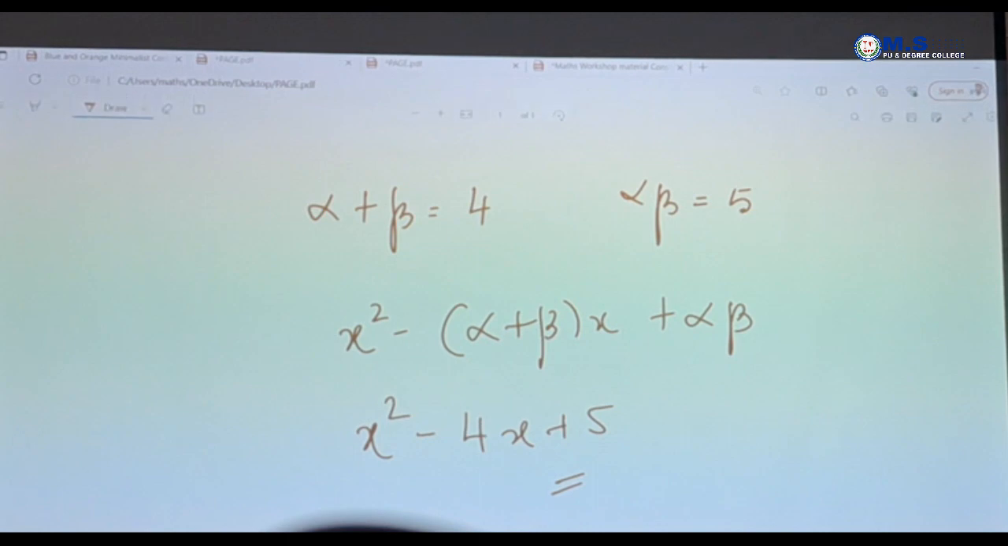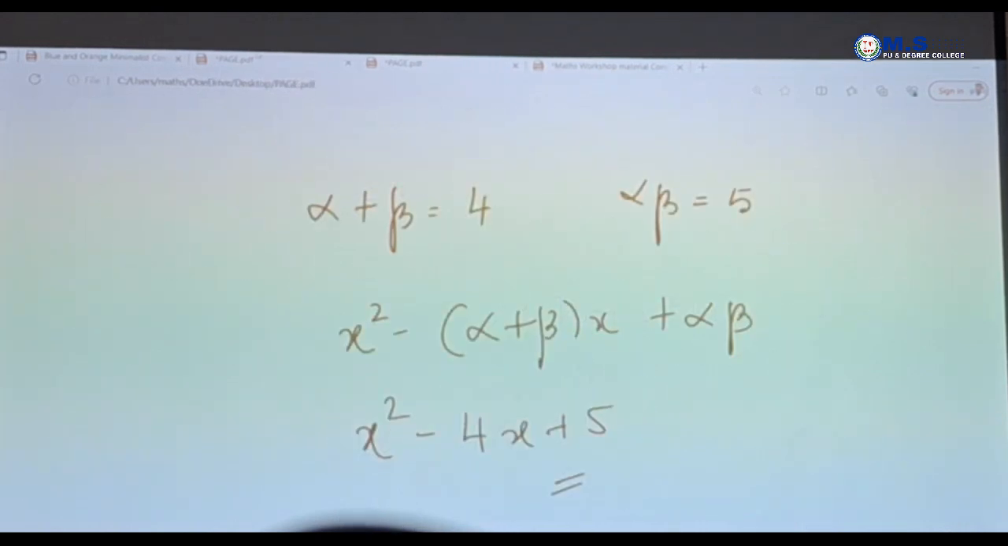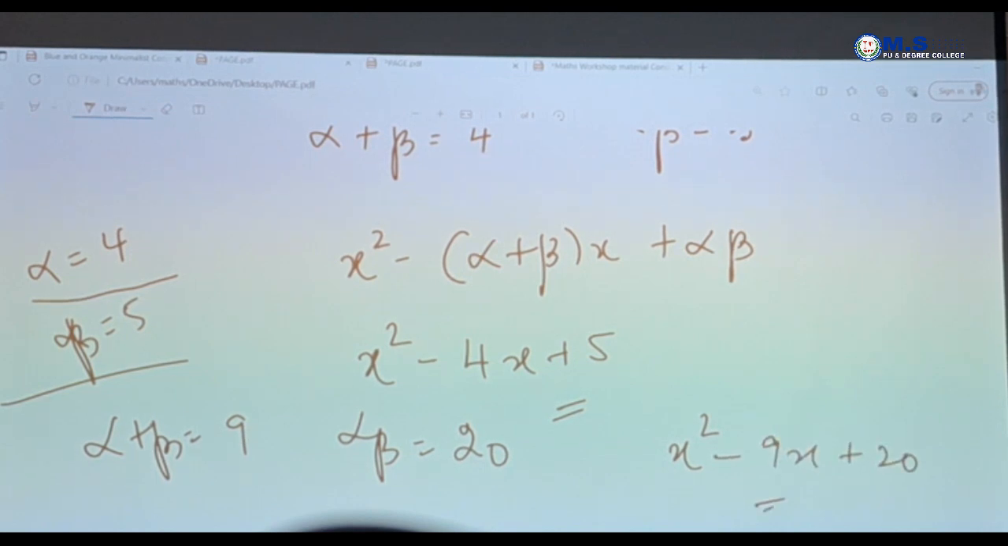What is the question here? Find the quadratic polynomial whose sum and product of zeros. In case they ask, if the zeros are 4, 5, now what is the answer? They have not given directly the sum and product. They have given individually the alpha and beta, that is the zeros. What should you do now? You should find out the sum. What is it? 9. Alpha into beta is 20. Now what is the quadratic polynomial? X square minus 9x plus 20. Okay? Try to read the question.